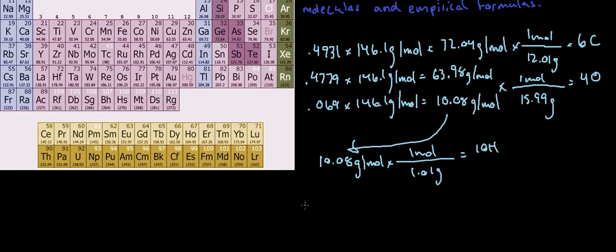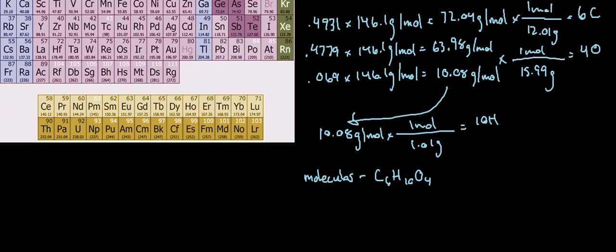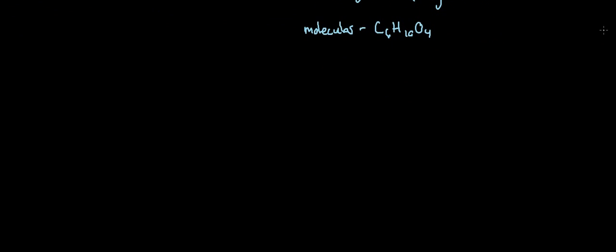Now I have the molecular formula, and it is C6H10O4. But if I wanted to know what the smallest repeating unit of this formula is, I would have to get it in its lowest terms.